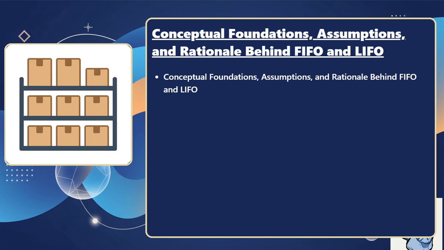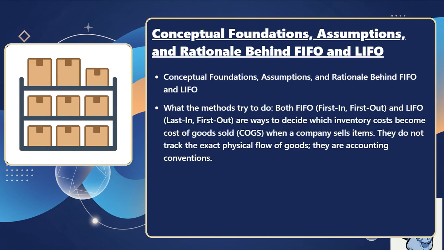Conceptual foundations, assumptions, and rationale behind FIFO and LIFO. What the methods try to do: both FIFO, first in first out, and LIFO, last in first out, are ways to decide which inventory costs become cost of goods sold (COGS) when a company sells items. They do not track the exact physical flow of goods, they are accounting conventions.